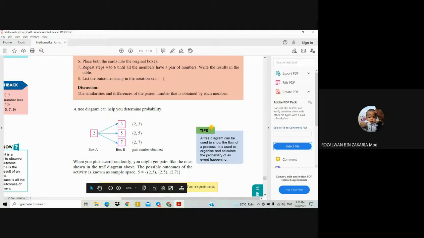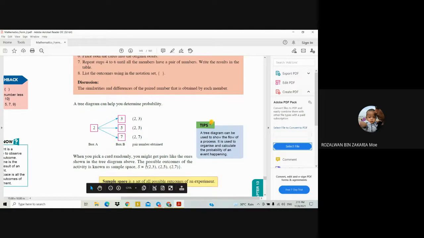Okay, when you pick a card randomly, you might get a pair like the one shown in the tree diagram above. So these are the possible outcomes after you pick randomly from box A and also box B. This one you can write like this in brackets: card 2, comma, card 3. And for this one, you can write card 2, comma, card 5. And this one, if you pick randomly from box A and also box B, you will get card 2 and also card 7. So this one actually is a pair of numbers obtained.